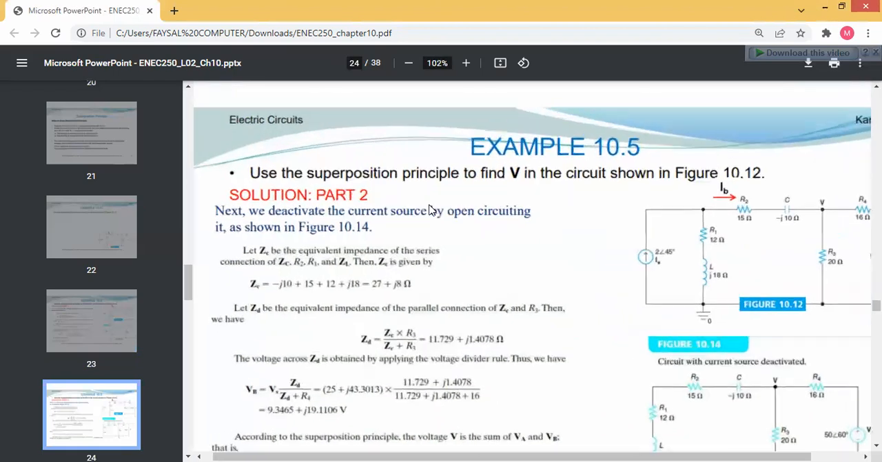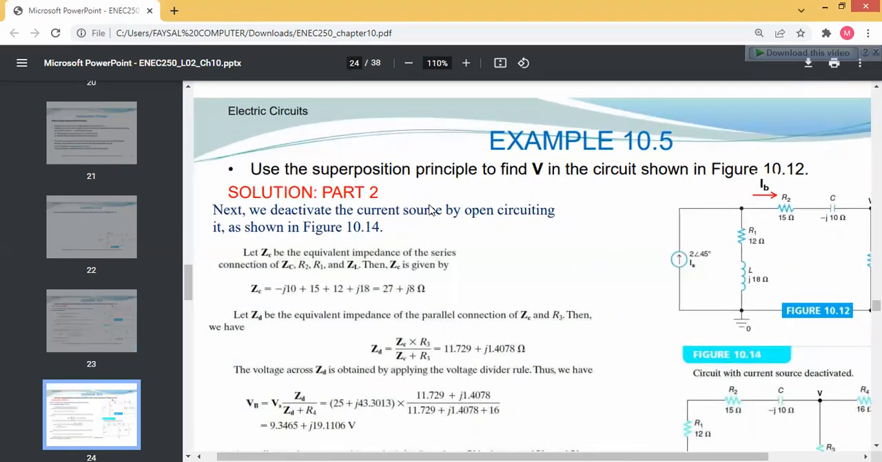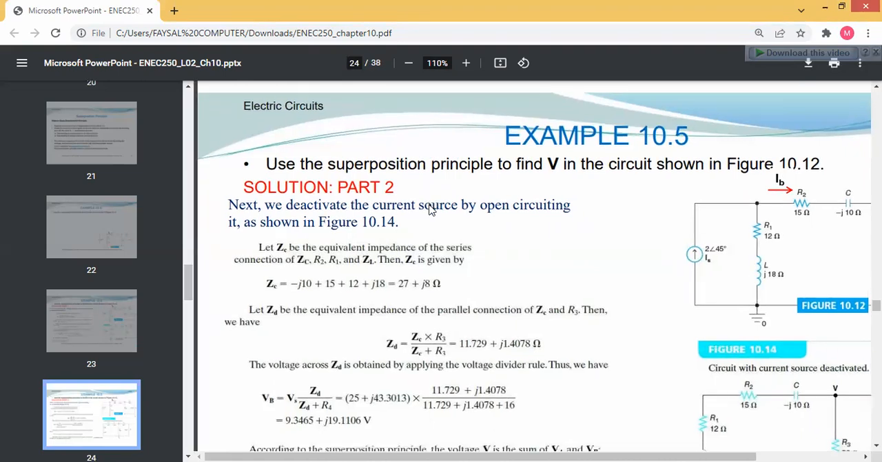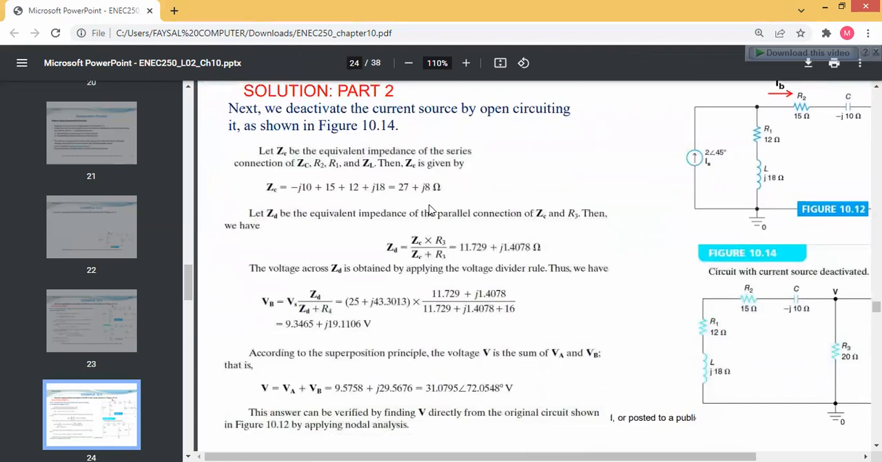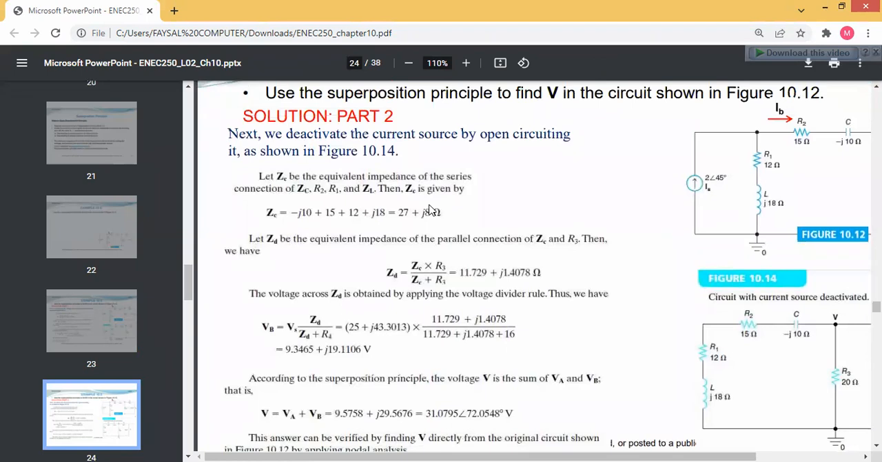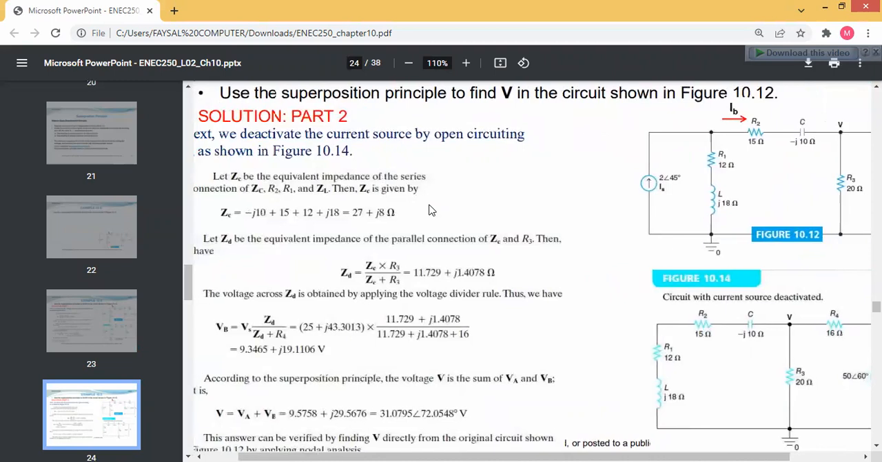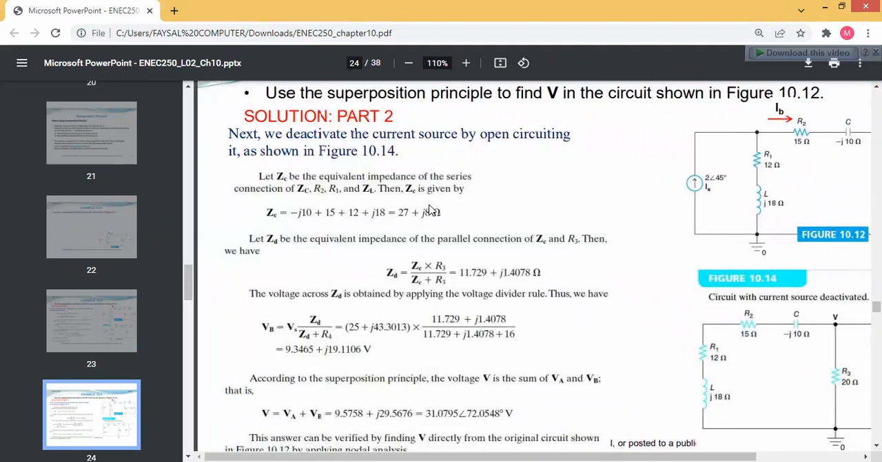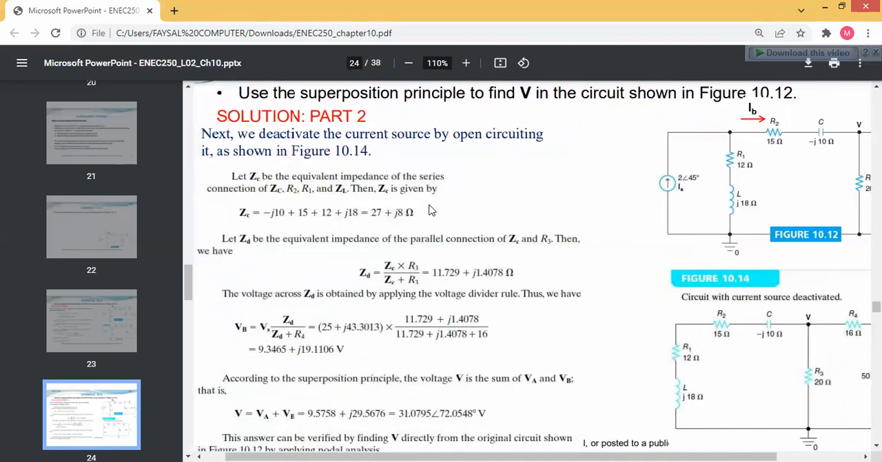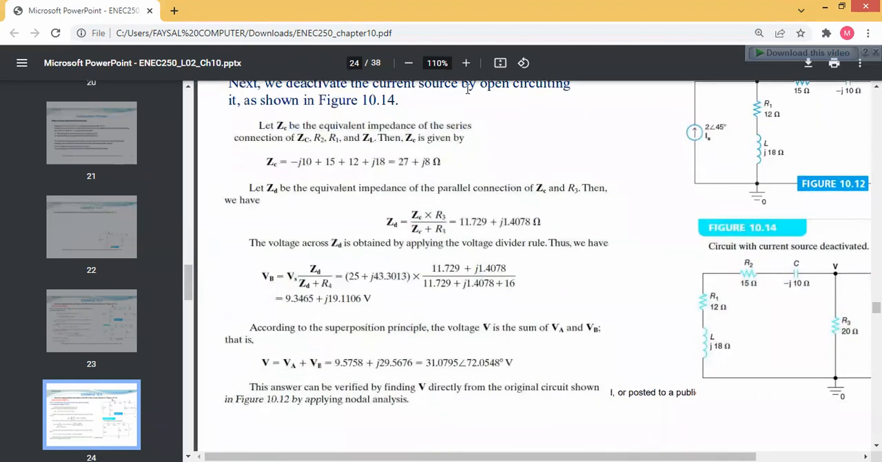Now part number two: next we deactivate the current source. After the deactivation, I have to find the value of VB. So where is the VB? VB is my second terminal. So it will be equal to V source times the impedance value ZD divided by ZD plus R4.